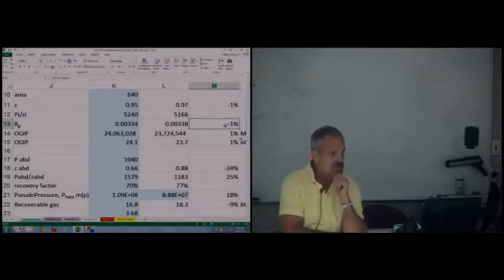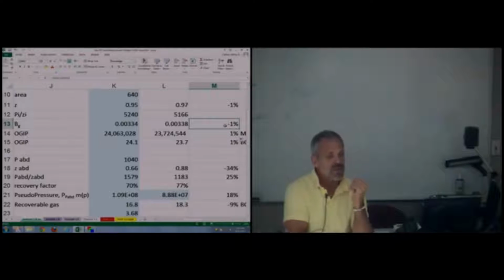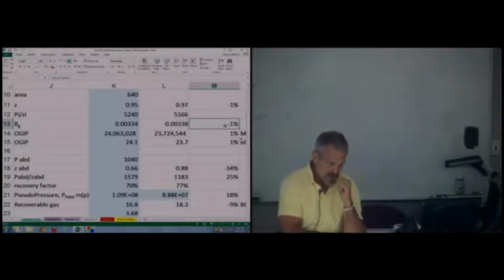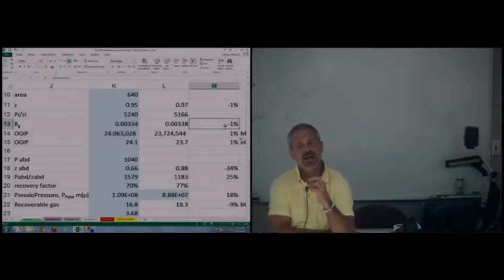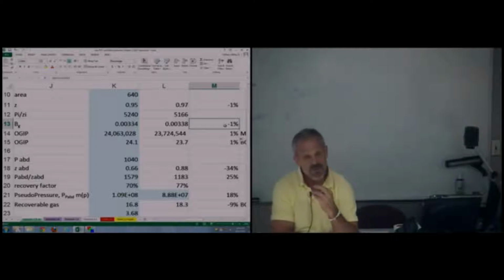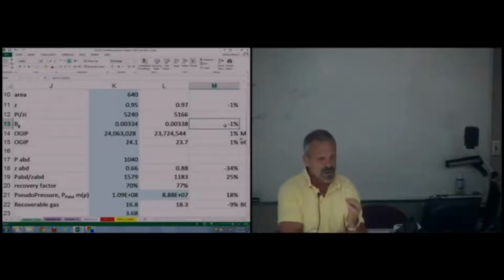That's a business decision you'll have to make. And it's going to be based on the deliverability of that gas and how much gas is in place. Now, if you are only interested in the original gas in place, I've just shown that maybe you'll end up with only a 1% error using the wrong gas.